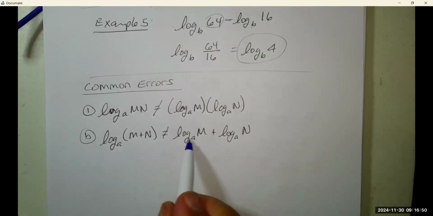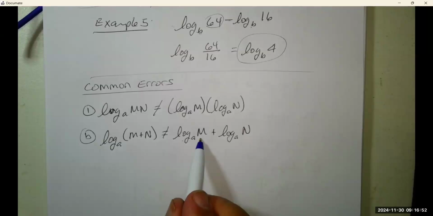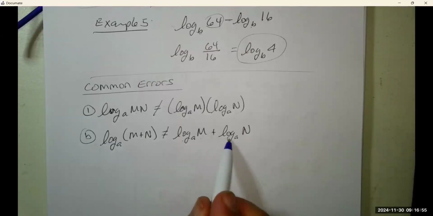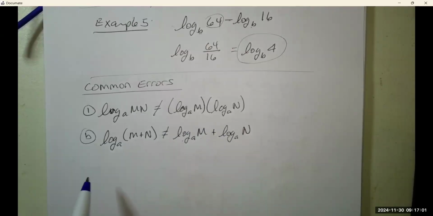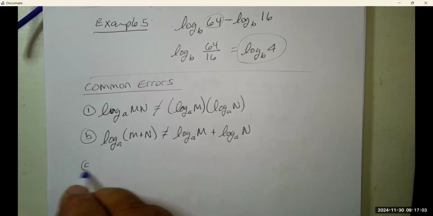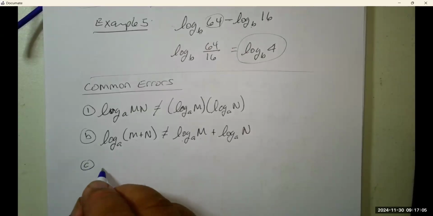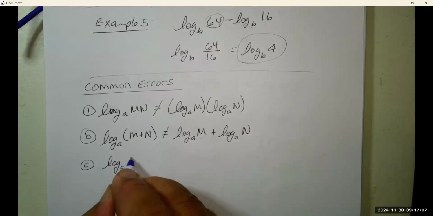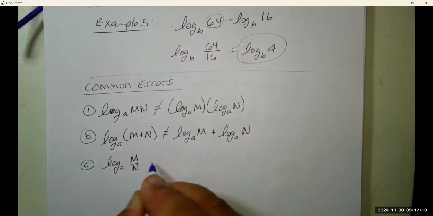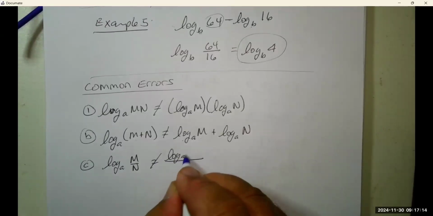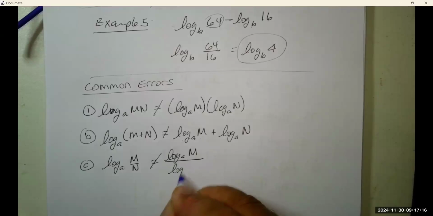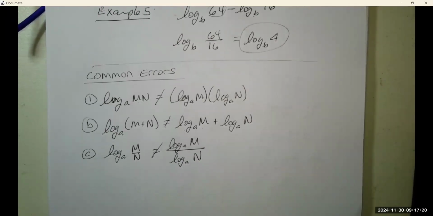Why? Because log base a of m plus log base a of n, when you add those together, that's the product rule. This is not the product rule, so you can't do that. The most common mistakes people make also: log base a of m over n, do not split the logs for both of those. You can't do that.